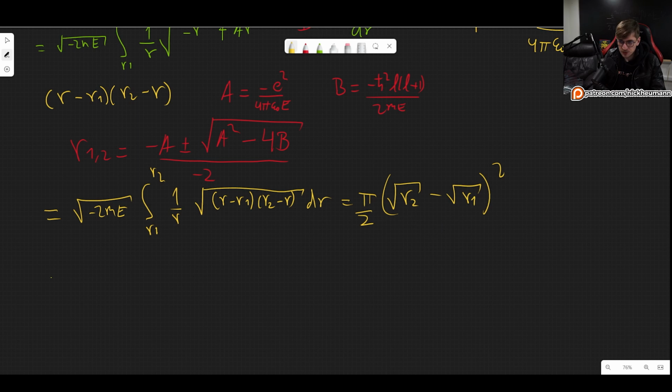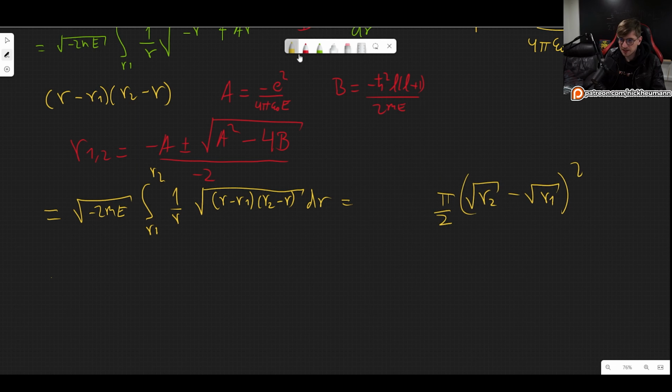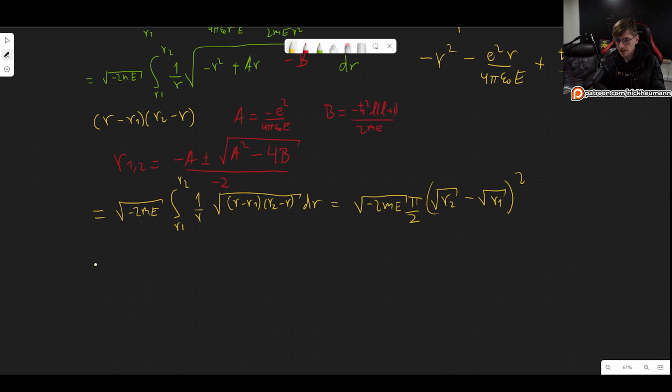So now what we need to do is plug it in. Of course, this is the result for the integral, but we cannot forget about the constants that we were still carrying around. So minus 2me. Good. Now let's just expand this square. So we get all these constants, and then when we square this, we get R2 plus R1, right? They will both be squared. And then we have minus 2 times the square root of R1 times the square root of R2.